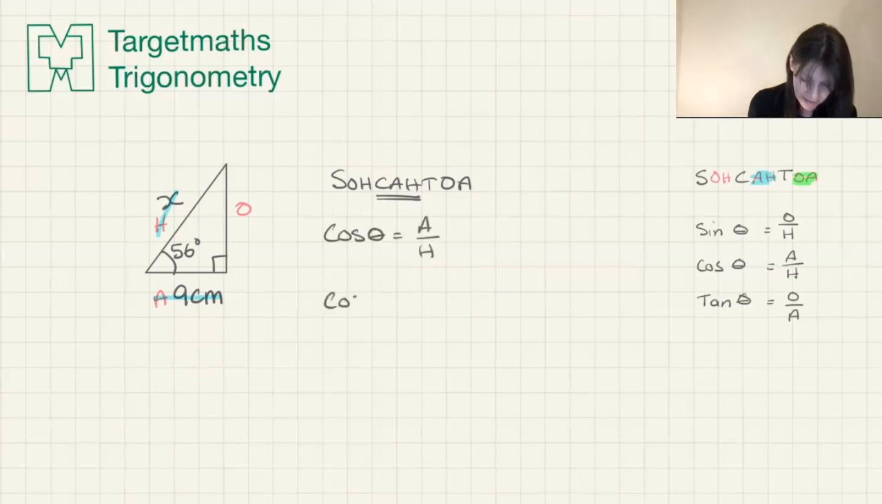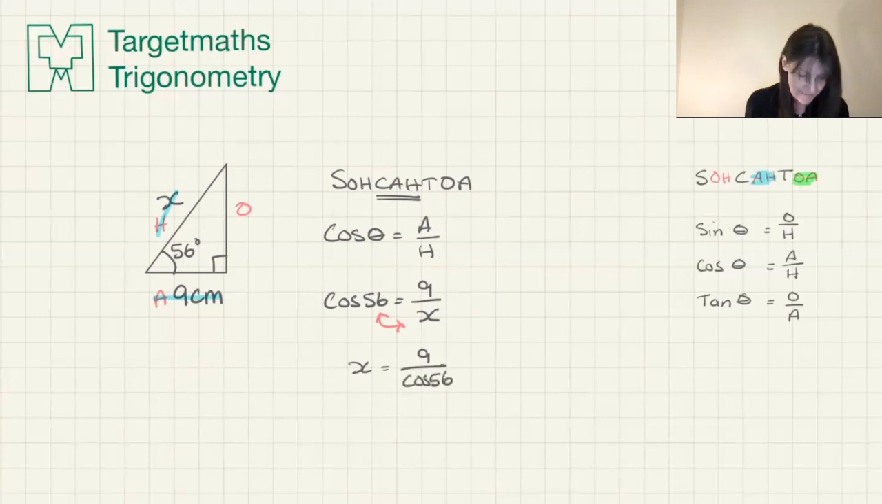Go and get the information. Cos 56. A is 9. H is x. X is the denominator, so they are switching places. And I will end up with x equaling 9 over cos 56. When I put that into my calculator, I get 16.094 and on it goes. Round that to one decimal place, 16.1 centimeters.